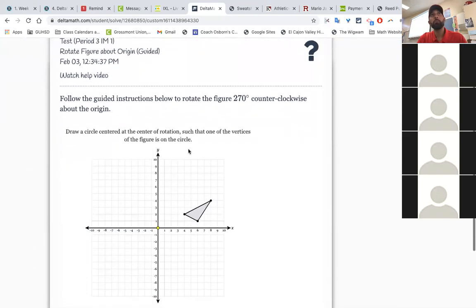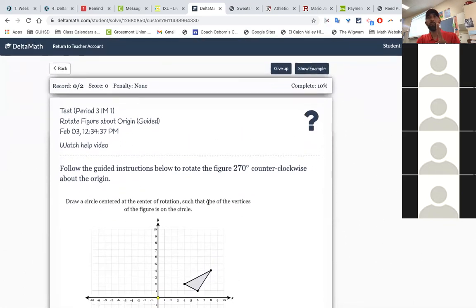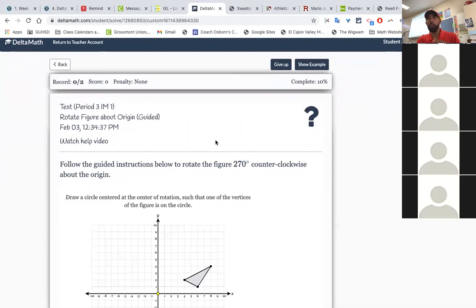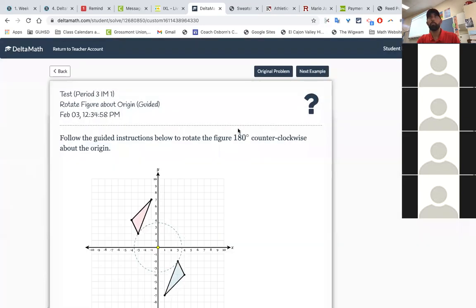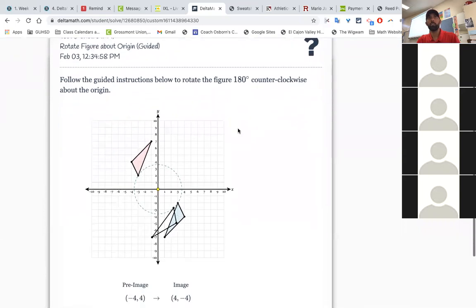Okay, so now rotate a figure around the origin. Okay, so now we want to do the same thing, 1 point at a time. By the way, don't forget, if you need help with these and you want some instruction, you can click on Show Example, and it'll show you an example of what to do.